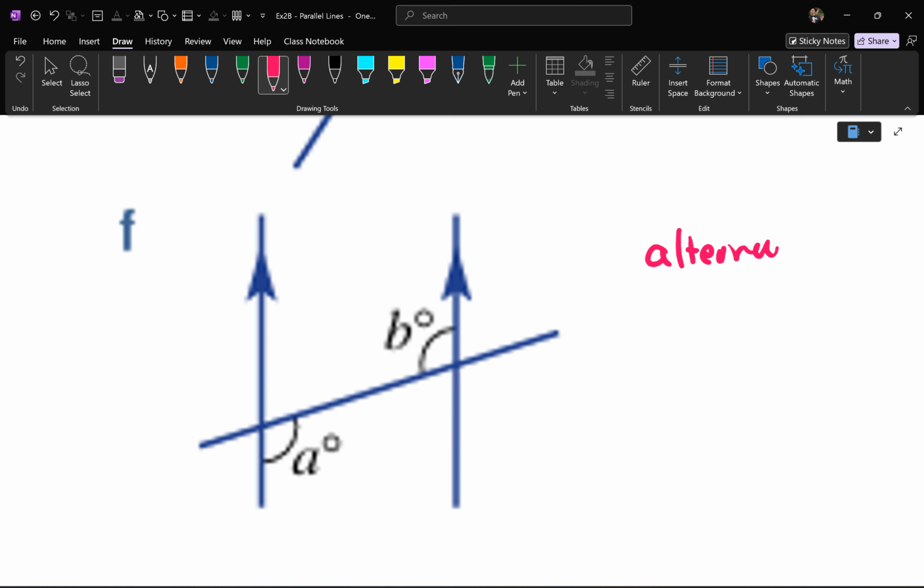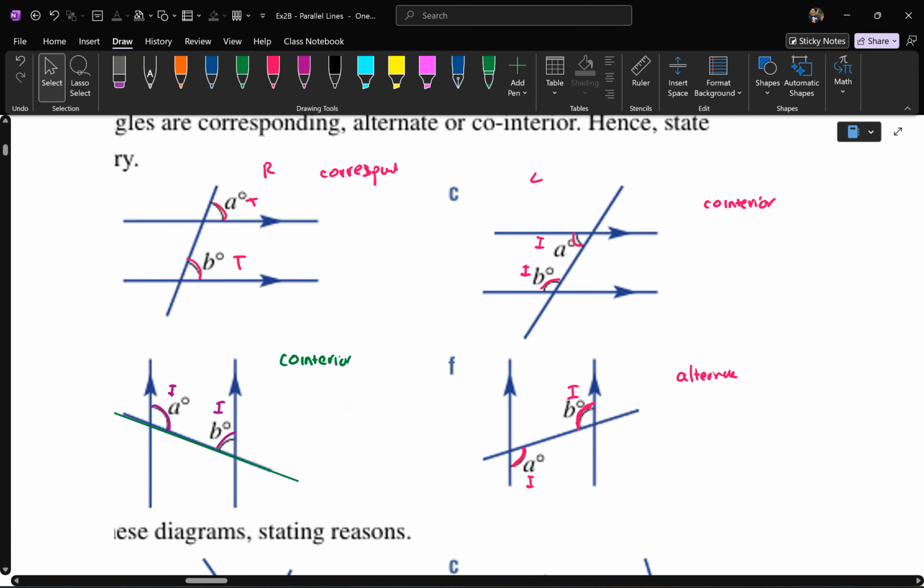And how do we know? This is on the inside of the parallel lines. This is also on the inside of the parallel lines. So they must be alternate. How's that so far? Very good.